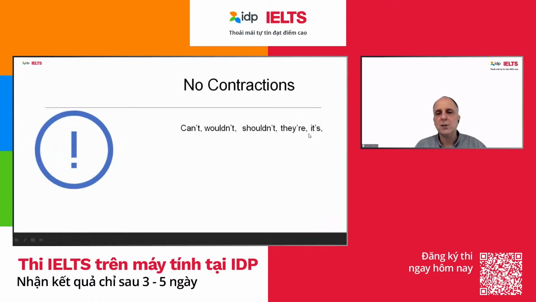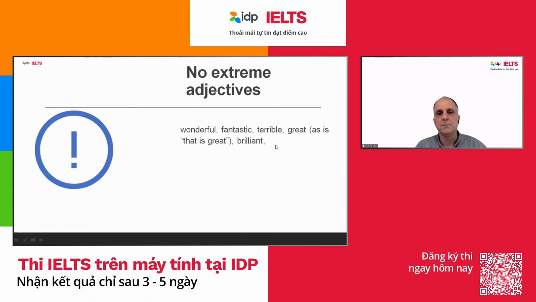Try not to use any contractions like this. Cannot is one word. All right, so stay away from these kinds of contractions in both tasks, of course. Once again, wonderful, fantastic, terrible, great. All right, so be careful of these. It's too opinionated. Attractive prospect and negative outcome, extremely beneficial.